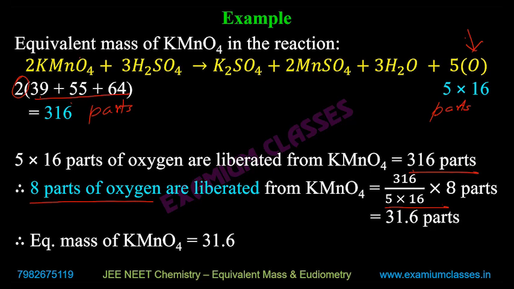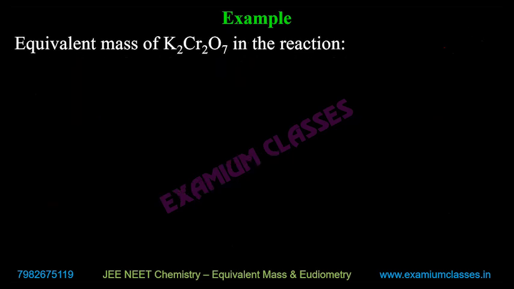So you just applied the concept that if oxygen is being liberated, then KMnO4 is the oxidizing agent. It is getting reduced. This concept will be used, right? That's why I have told you. Otherwise, you are just applying the simple definition. How many parts will liberate? 8 parts of oxygen. That's it.